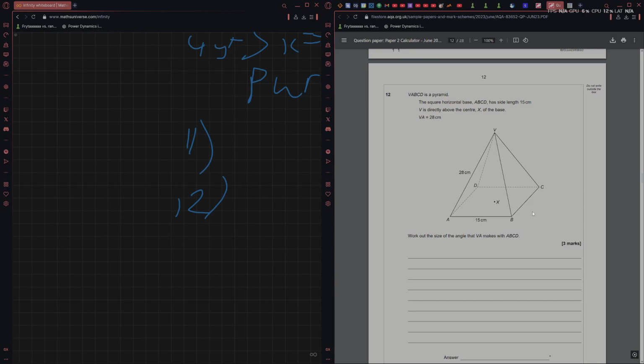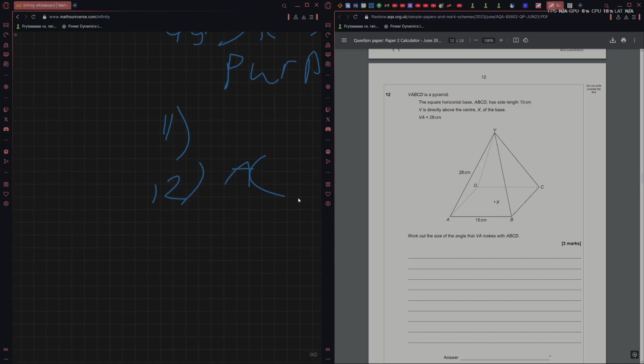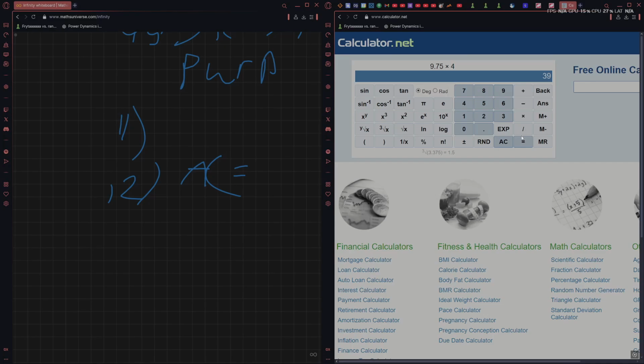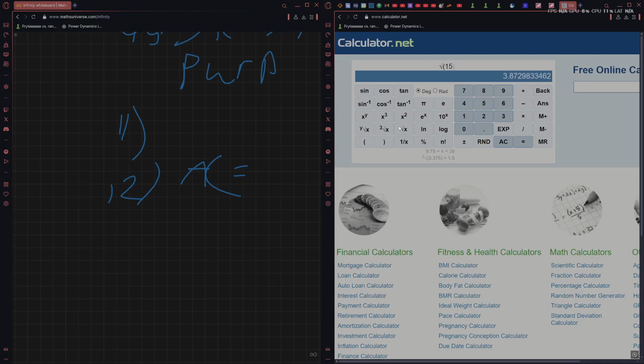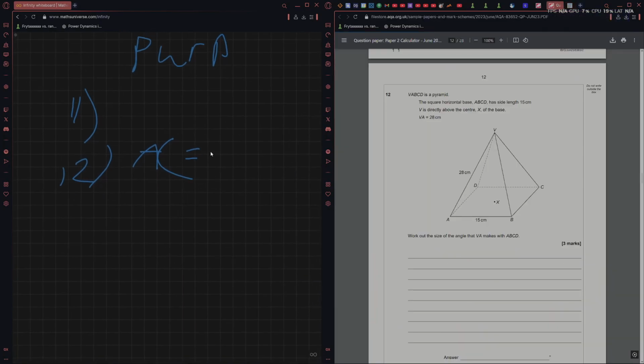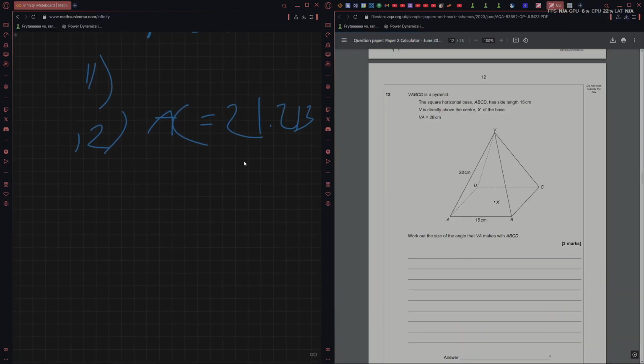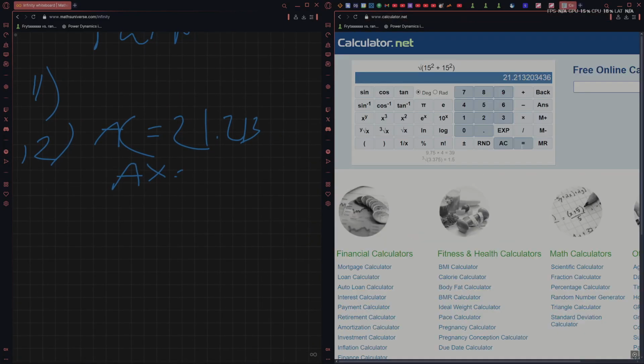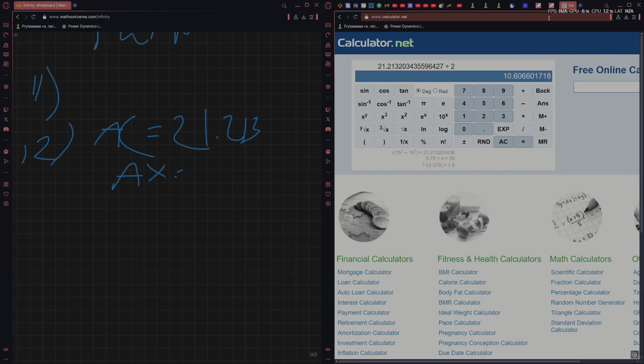Yeah, so what we have to do is, we firstly know that BC is 15. So we know that AC equals, we just do Pythagoras. So root 15 squared plus 15 squared. And so AC equals 21.213. So we know that AX equals that divided by 2. So 10.6066.